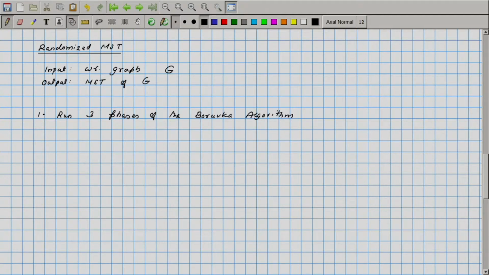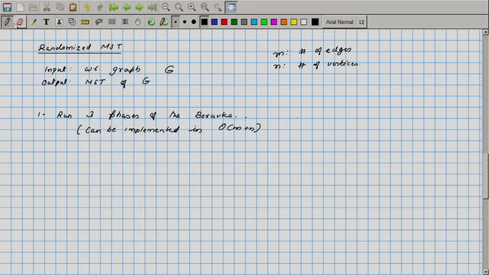Okay, let us add some commentary to this step. Note that you can implement each Boruvka phase in linear time. So, 3 phases would essentially mean again linear time, so can be implemented in O(m plus n). Okay, m here is the number of edges and n is the number of vertices.